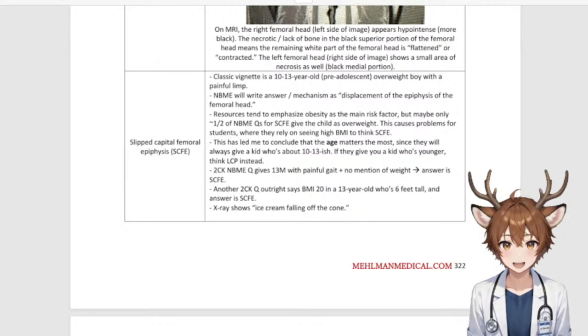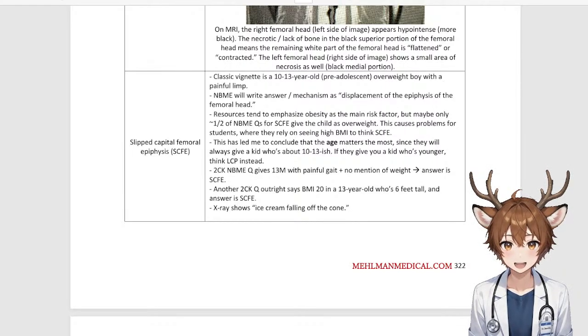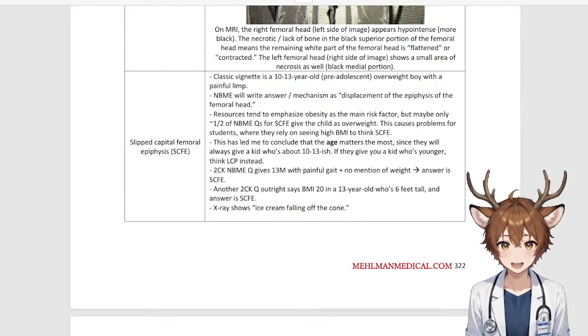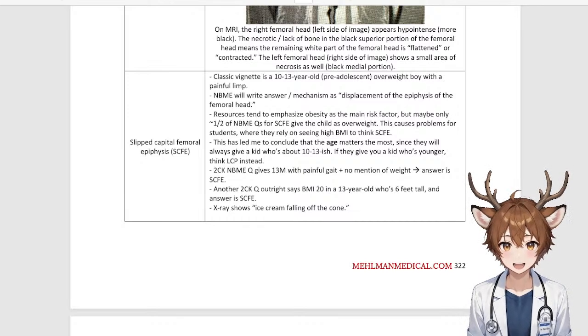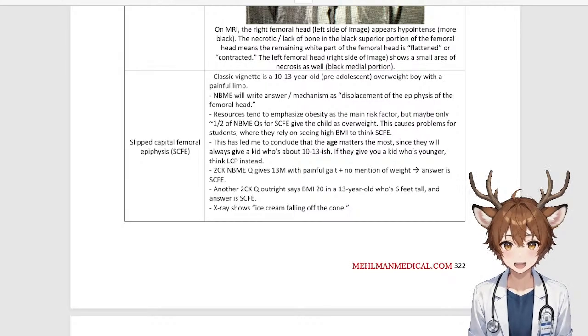Resources tend to emphasize obesity as a main risk factor, but maybe only half of NBME questions for SCFE give the patient as overweight. This causes problems for students where they rely on seeing high BMI to think of SCFE, when you really don't necessarily need it in the question for it to be the case.